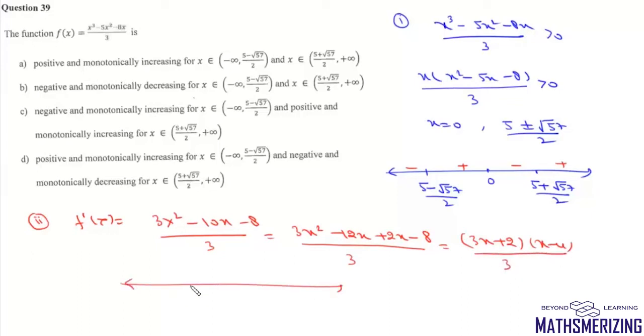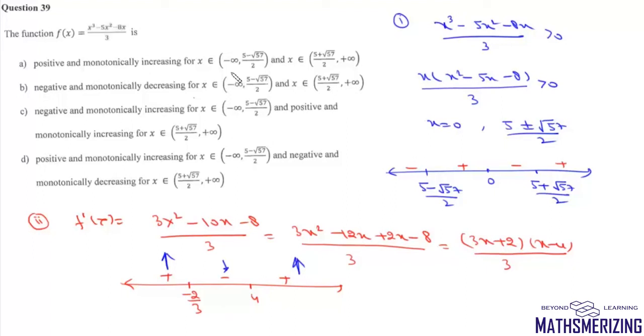We'll put it on number line. So here it will be minus 2 by 3 and then plus 4. So it is plus, minus and plus. So it will be increasing when x is less than minus 2 by 3 or greater than 4, and it will be decreasing when x lies between minus 2 by 3 and 4.